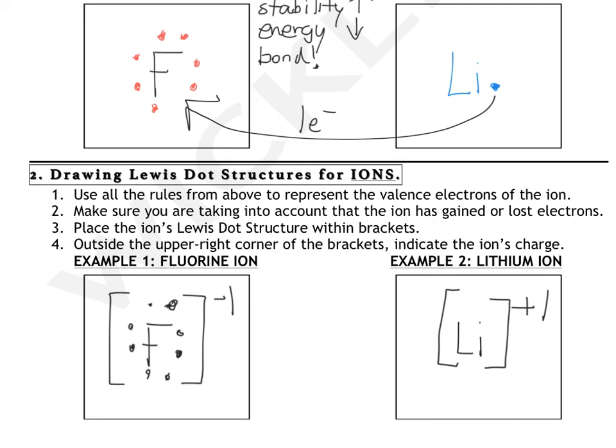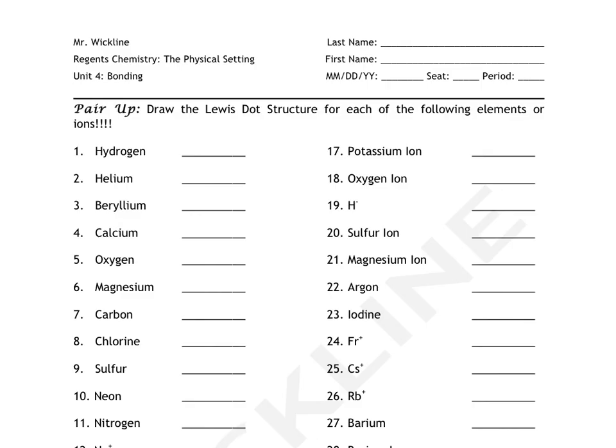So at this point, we've reached the end of the mini lesson. What I'm going to do right now is just preview for you the worksheet that you're going to do in class tomorrow. So essentially, I'll have this printed out, and it just has a variety of atoms and ions on the front page.